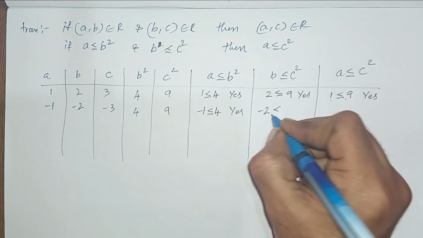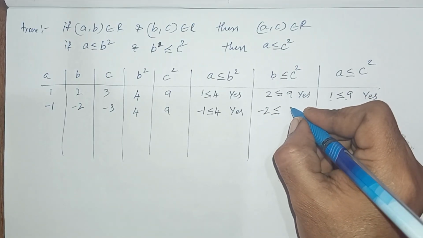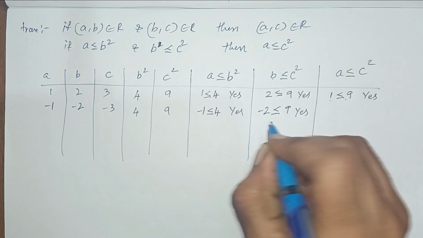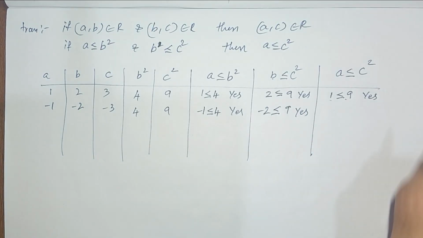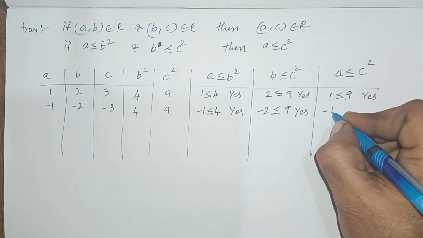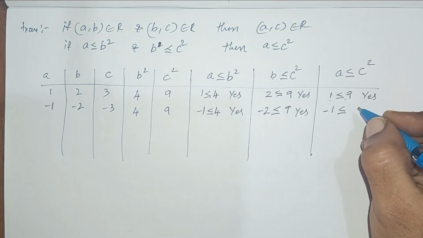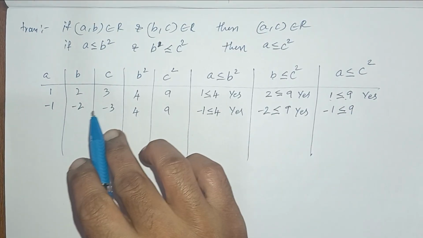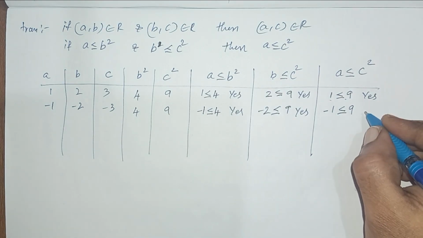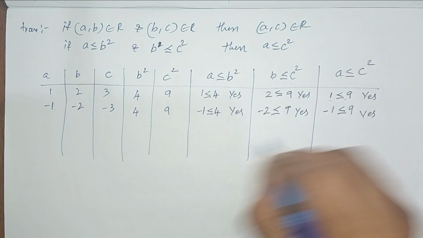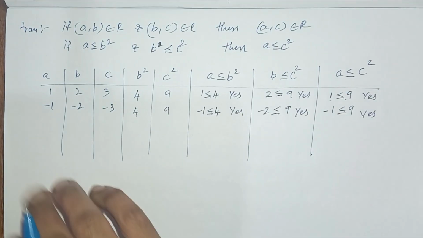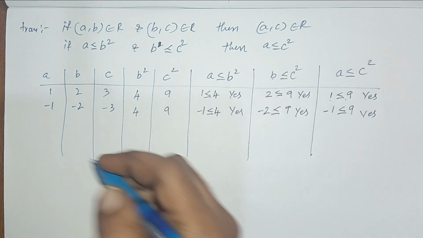Again, minus 2 less than or equal to 9. Yeah, minus 2 is less than or equal to 9. Yes, this also satisfies, means minus 2 comma minus 3 is also there. Again here minus 1 is less than or equal to 9. Yes, this is also there, means minus 1 comma minus 3 also is there. So yes, this condition also satisfies. So it is also saying that it is transitive. Let's take positive and negative numbers.